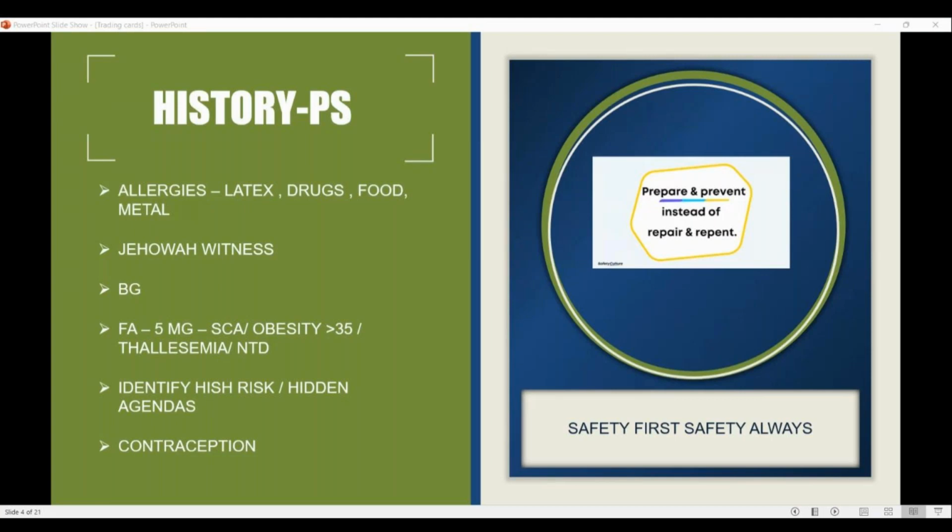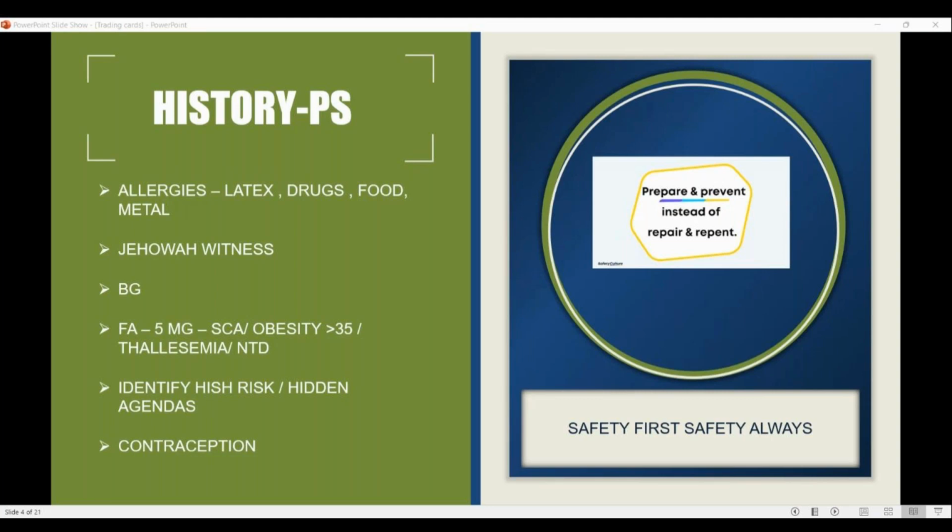And apart from that, in the station, you need to identify high risk. If you are unable to identify that it is a high risk pregnancy, then you are not a safe doctor. Any hidden agenda is there. Like if a patient has come and she's saying that the midwife has sent me to you, I don't know why, then you must think that something can be there which I need to dig out.